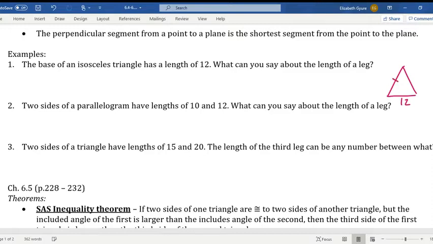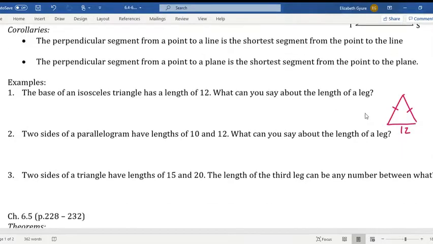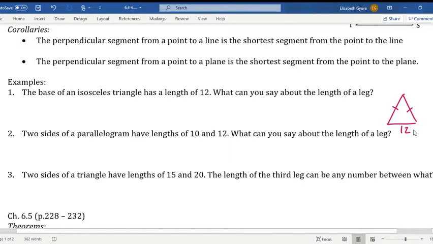They're congruent, right? The two legs are congruent. So think about the theorems we just talked about. What can we imply about the length of the leg? Is there something that's going to have to be true about it if the base is 12?